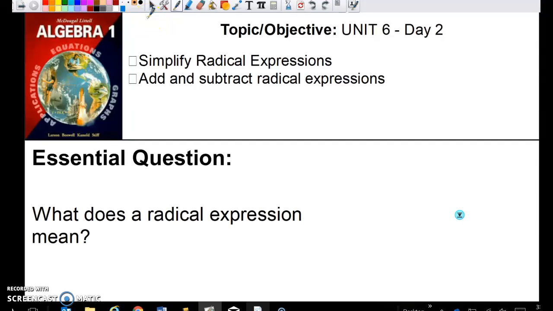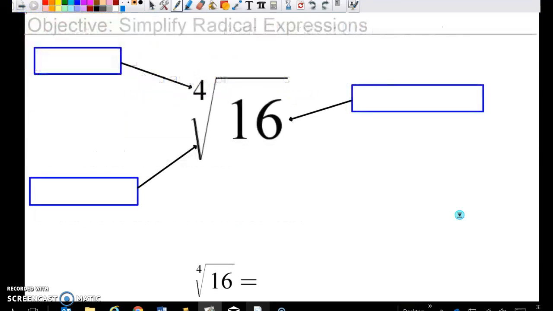Hi, welcome to Unit 6, Lesson 2. Today's essential question is, what does a radical expression mean? We are going to add and subtract radical expressions once we're done simplifying them.